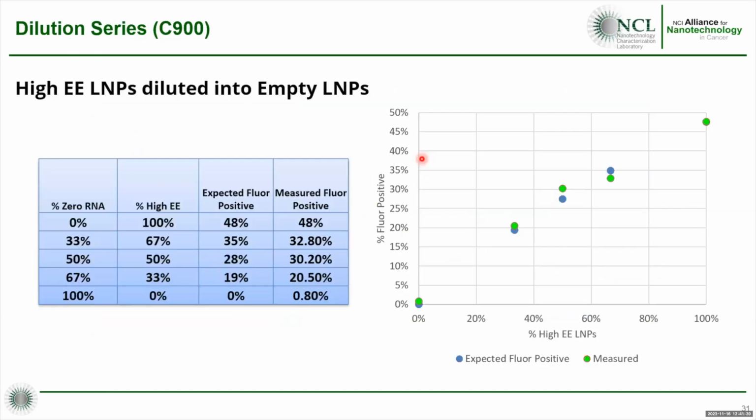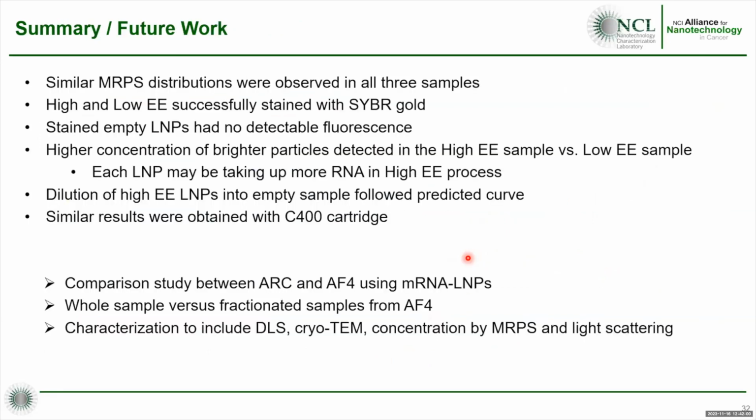We also did a dilution series whereby we titrated the high encapsulation efficiency LNPs into the empty LNPs. Based off of that, we can look at what we expect versus what we measured, and there's good correlation between the 2, suggesting very good robustness of the instrument and the technology. And then some summary here, we saw the same concentration in all 3 samples. Mainly the same thing we're seeing here is that the high had more mRNAs and the empty had none, which is what we expected to see.